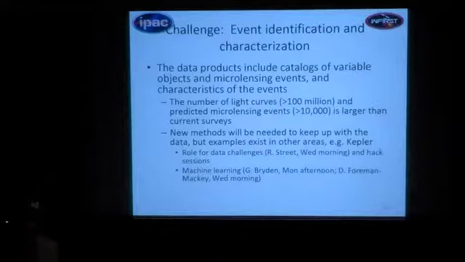Okay, moving on to microlensing-specific things, event identification and characterization. As I said, the data products include catalogs of variable events and microlensing events. So there are a lot of light curves to look through, 100 million, and a lot of microlensing events. Those are larger numbers than the current surveys. If we're going to keep up with this 72 hours for the light curves, we need new methods to keep up.